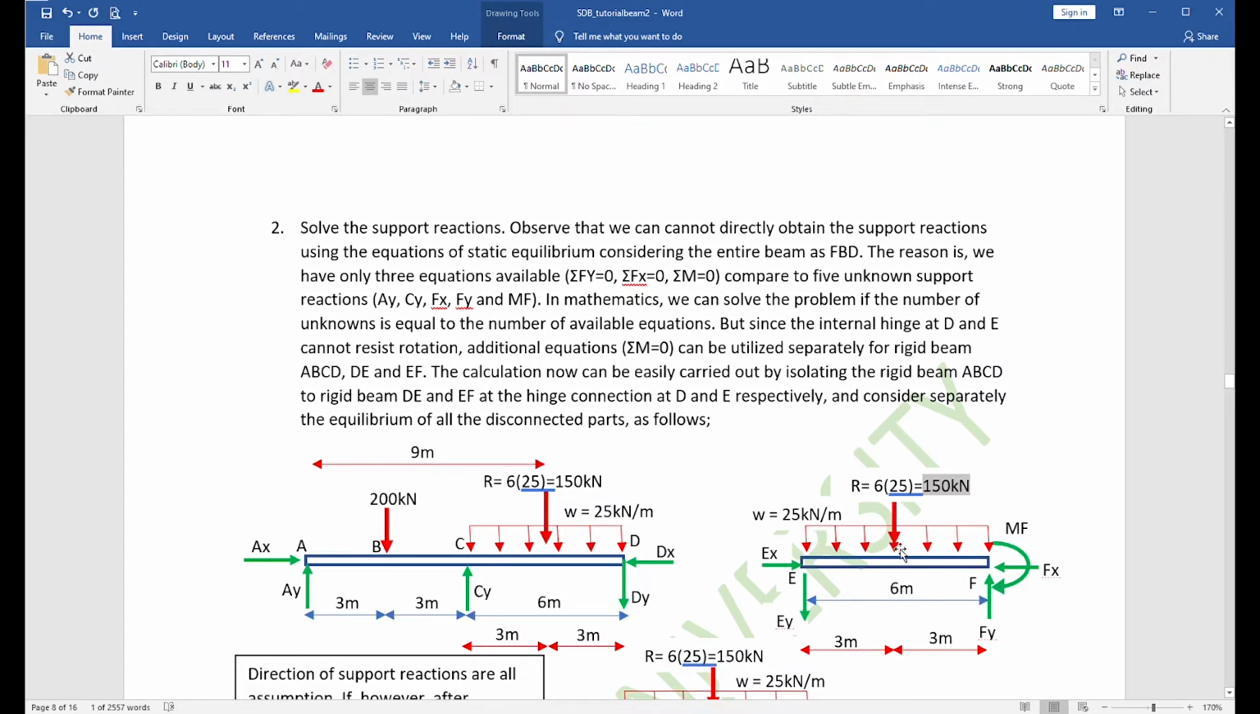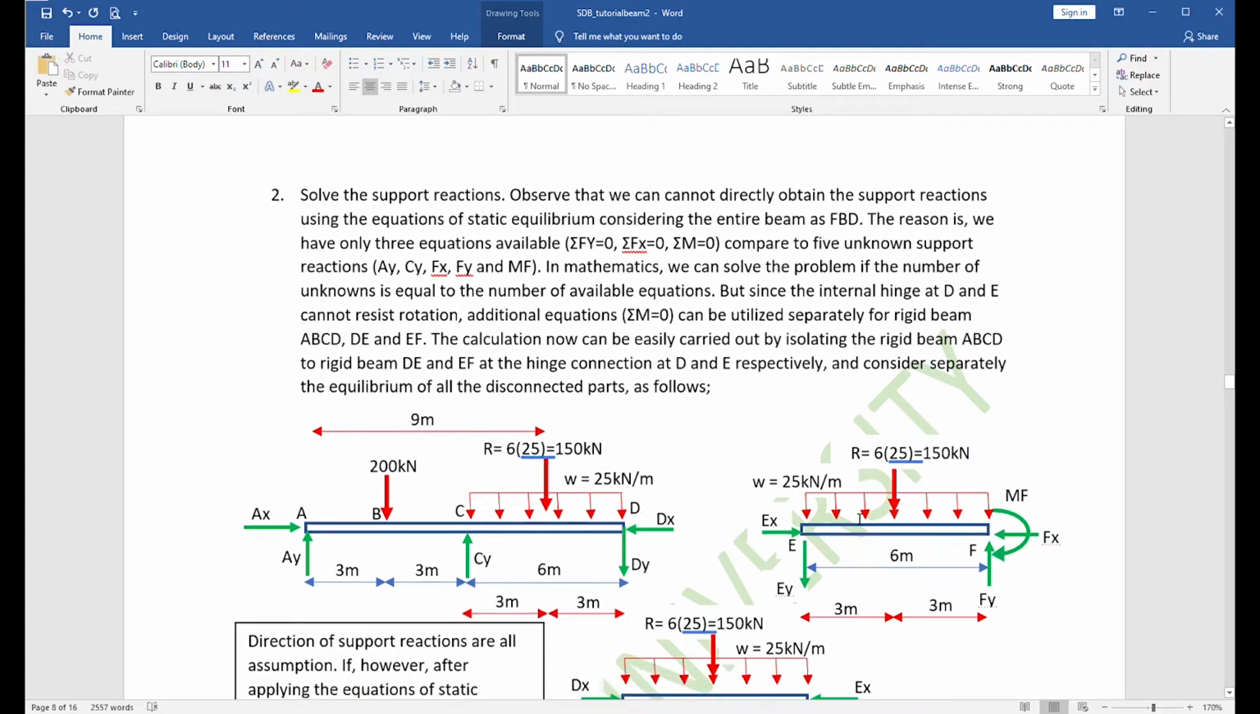Dahil alam natin na itong resultant na ito, it is acting at the centroid of this uniformly distributed load. Okay, so ganun ang resultant. It will act at the centroid. Kung ano man yung configuration ng load na yan, dun sa gitna niya nandoon yung resultant. So yung moment arm natin is 3 meters. Then FY, that is a counterclockwise moment with respect to point E, and the moment arm is equal to 6 meters. So, itong MF naman na ito, ina-assume natin na clockwise.